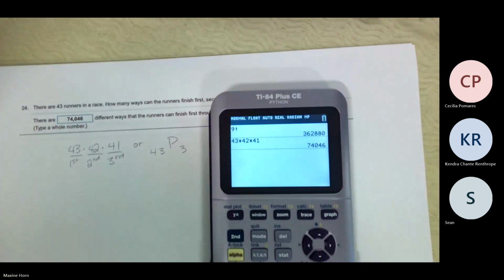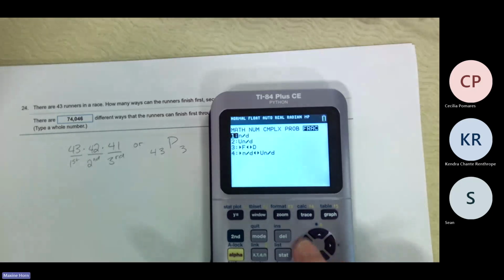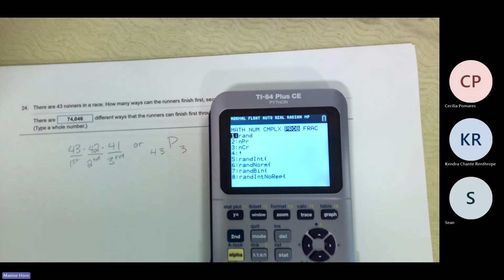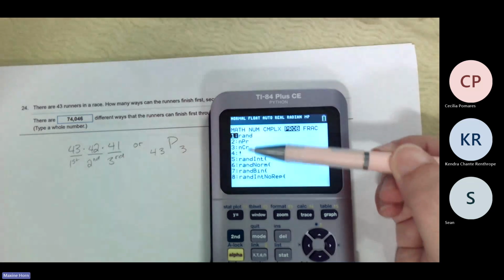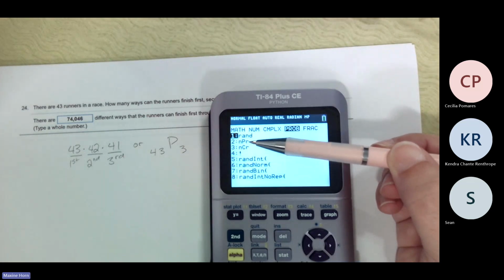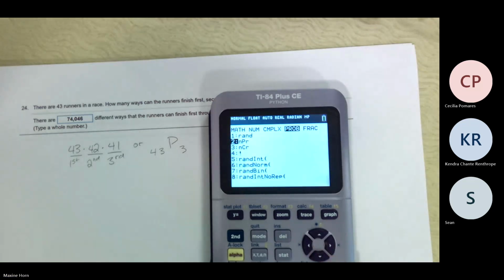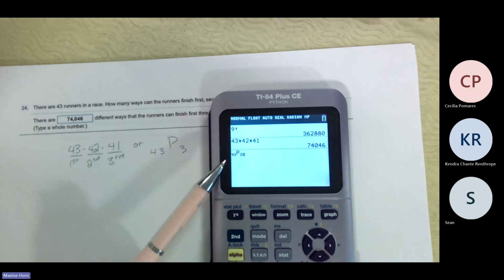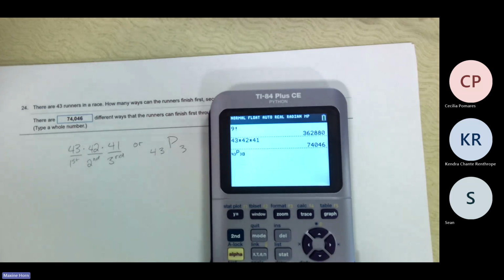Right? So in your calculator, you're going to do 43. You're going to go to math, then over to probability where we had our factorial, and you'll notice you have nPr and nCr. This is a permutation, order matters, so we're using the P. And then you tell it how many of them you're choosing. So you have a sample set of 43, and we're going to choose 3 of them, and we're telling it order matters by choosing the P for permutation rather than the C for combination. And we get the same thing.